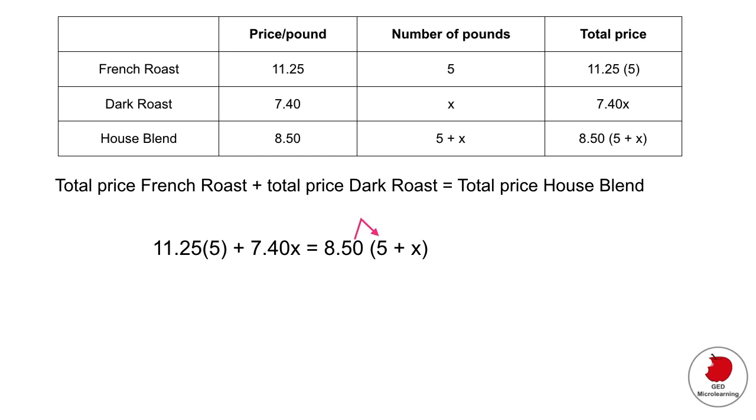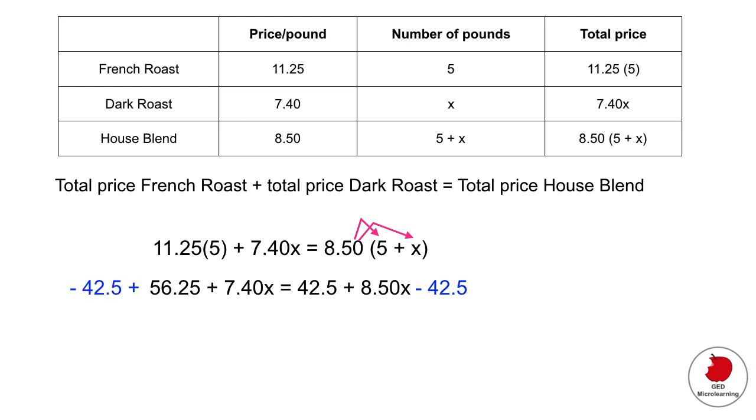So $8.50 times 5 plus $8.50 multiplied by X. Okay, so this is what you end up with. And now what you want to do is isolate that X. So on the right side, you're going to subtract $42.50. Remember that what you do on one side, you have to do to the other side. So we go ahead and do that. That gives us this.